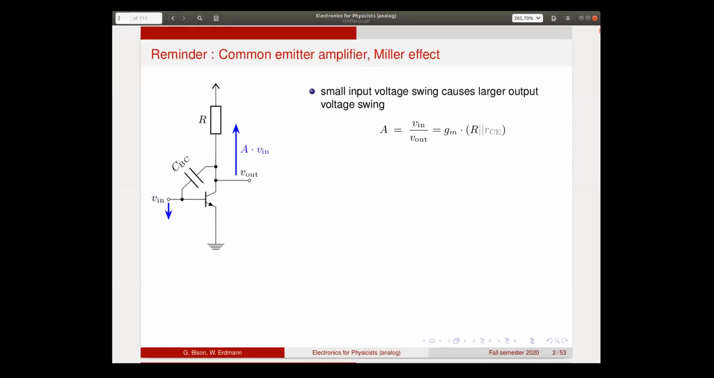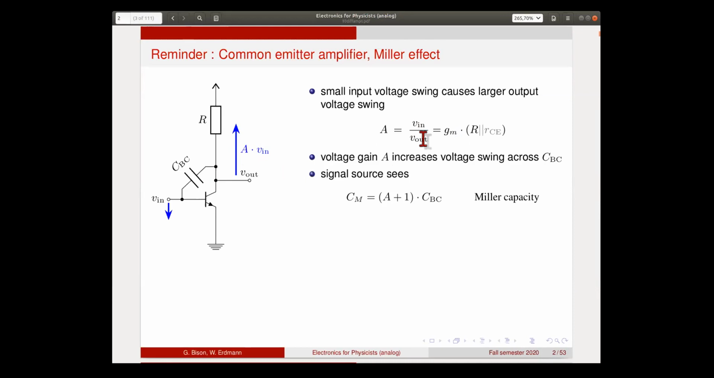Okay, so let's start with a reminder. This is the common emitter amplifier, where you see the Miller effect due to the capacitance between the base and the collector, which is then amplified because this has a voltage gain. Okay, here's the first mistake. The gain is of course the output divided by the input, and the output swing is much larger than the input. It's actually in the opposite direction. It's an inverting amplifier, so the effective capacitance is multiplied by a factor A plus 1. That is the so-called Miller capacitance.